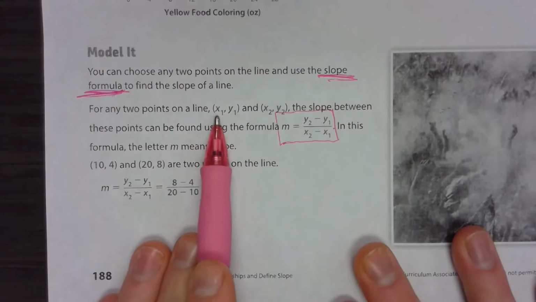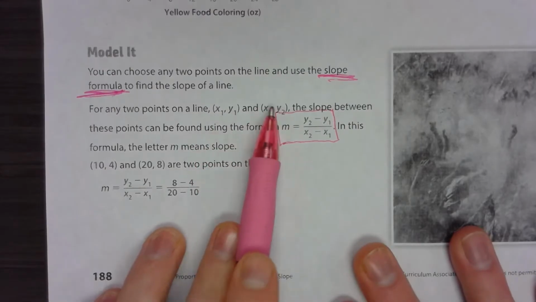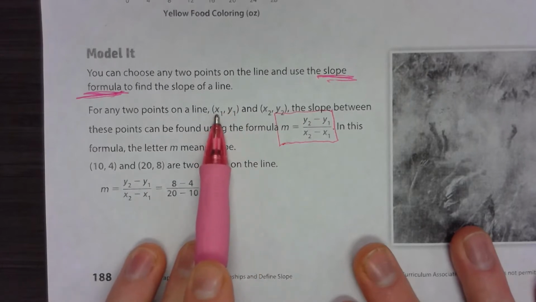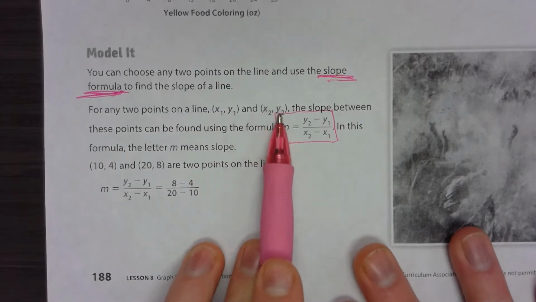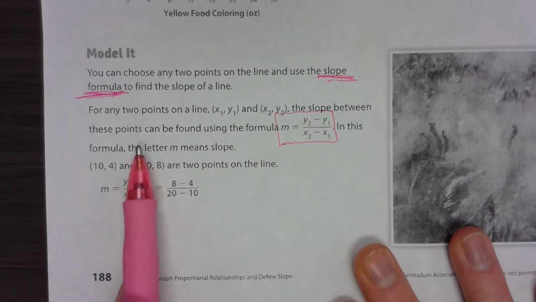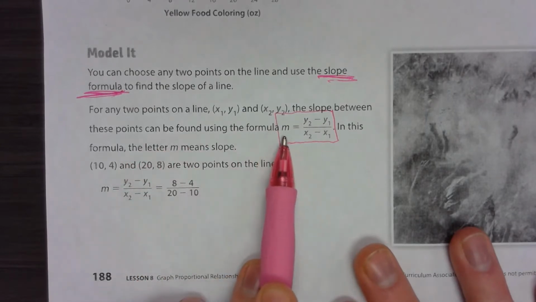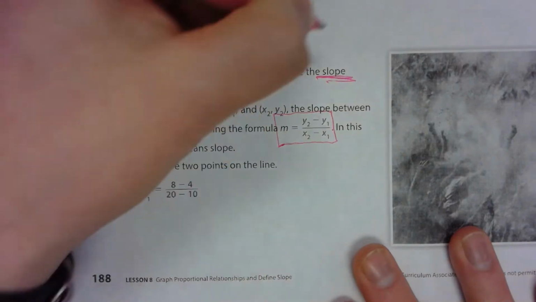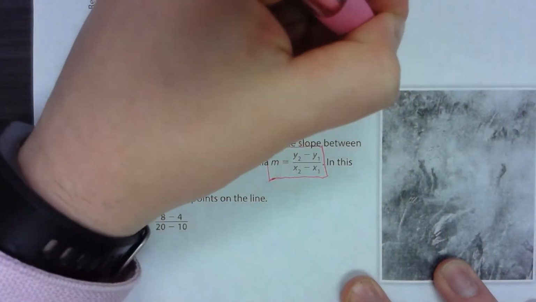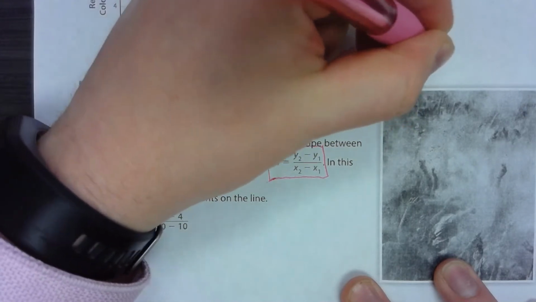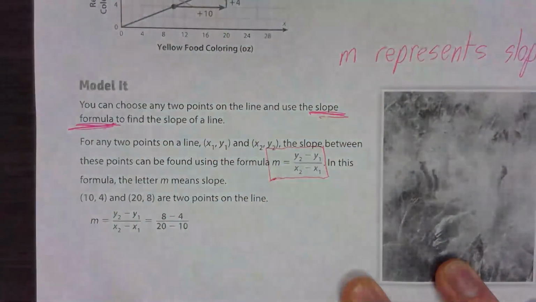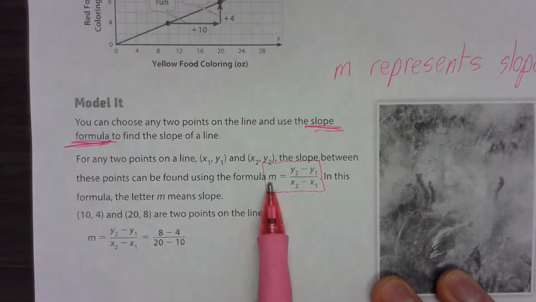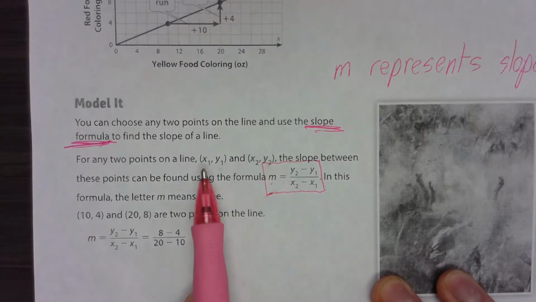Any 2 points, we always call them an x and a y, an x and a y. It's always in alphabetical order. I list an x value and a y value. And then here's my other point, another x value and another y value. The slope between these 2 points can be found using the formula. M, this represents slope. Let's write that down. M represents slope. Okay, so M, my slope, equals y2 minus y1 divided by x2 minus x1.